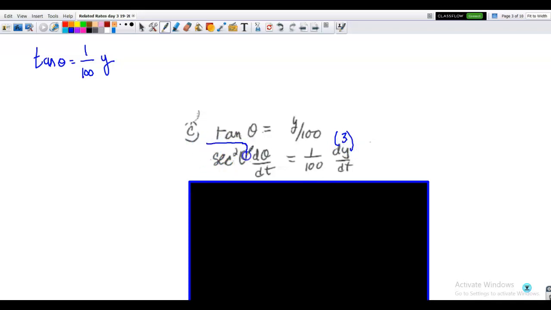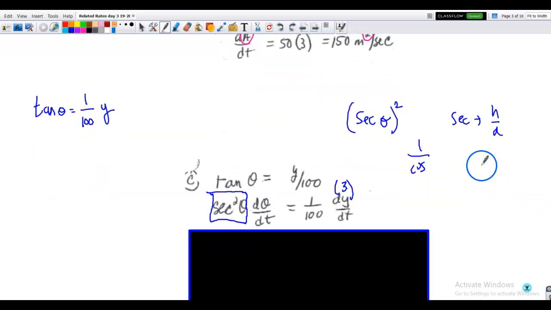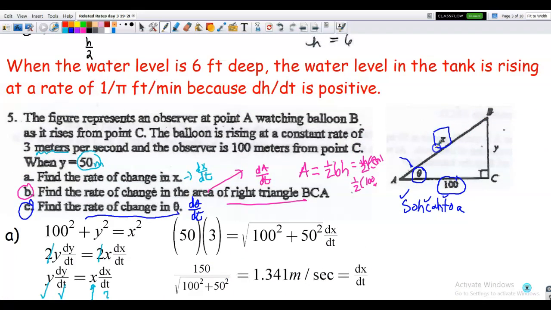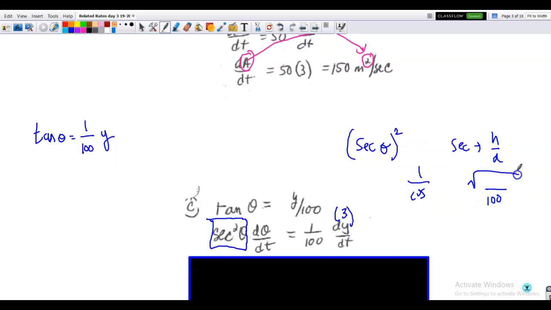What I now need to figure out is what is secant squared of theta. So before I worry about secant squared, I'm going to ask myself, what is secant of theta? And then if I can get that, I can square it. I know that secant theta is 1 over cosine. Cosine is adjacent over hypotenuse, so secant is hypotenuse over adjacent. That means I'm going to go back up to the triangle and find the length of the hypotenuse and the adjacent side. I already know the adjacent side is 100. The hypotenuse is x, which we found earlier. It's the square root of 100 squared plus 50 squared.